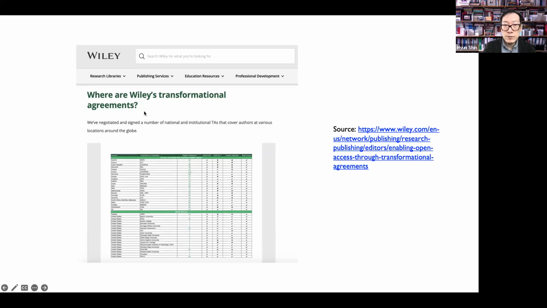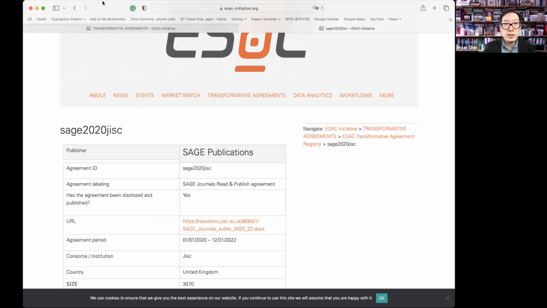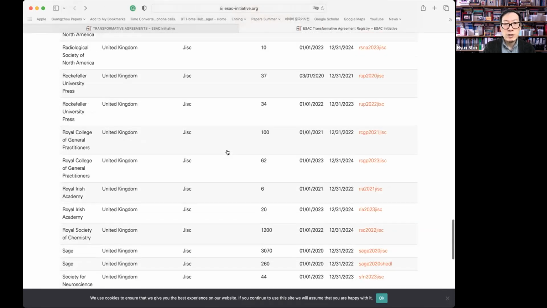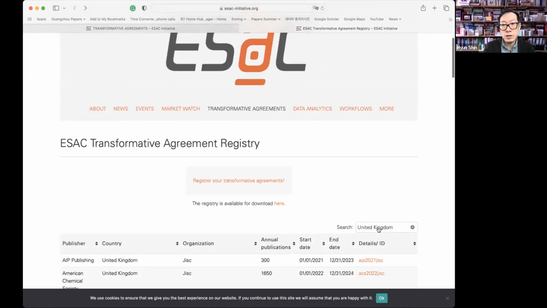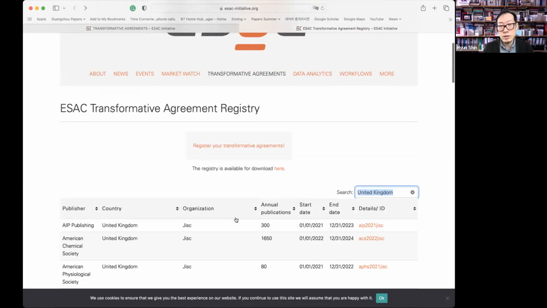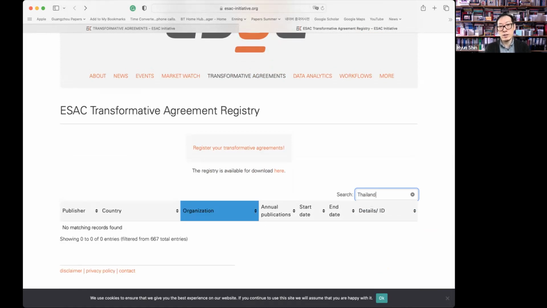What is also probably useful to understand is that, because of this kind of situation, publishers make these agreements with scholarly bodies and local institution funding bodies in each country. And if you type Thailand, for example, there's none reflected. And if you also type Singapore, for example, there's none either. Whereas Wiley has very recently signed an open access publication agreement with the National University of Singapore.